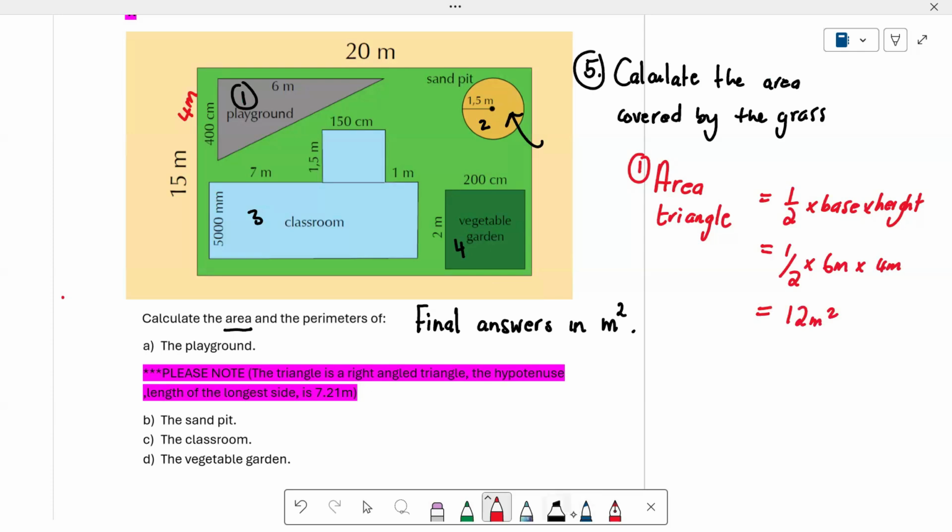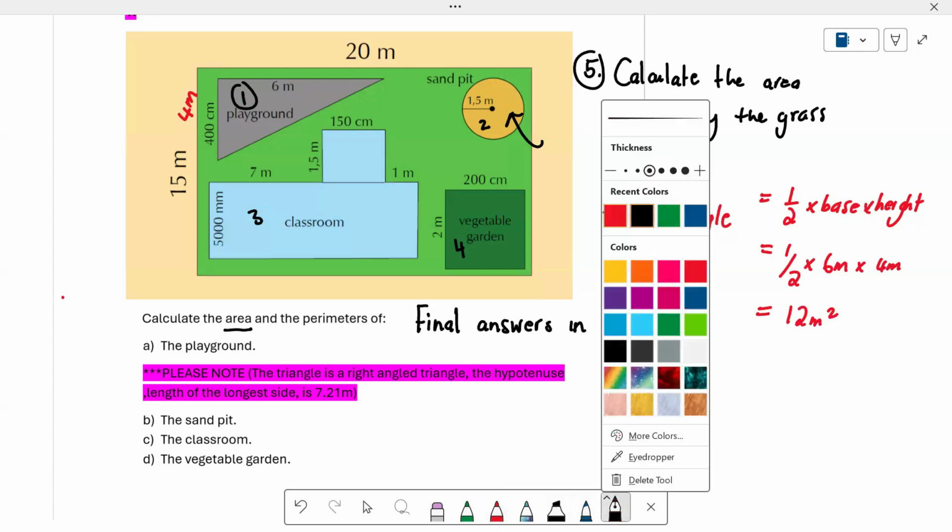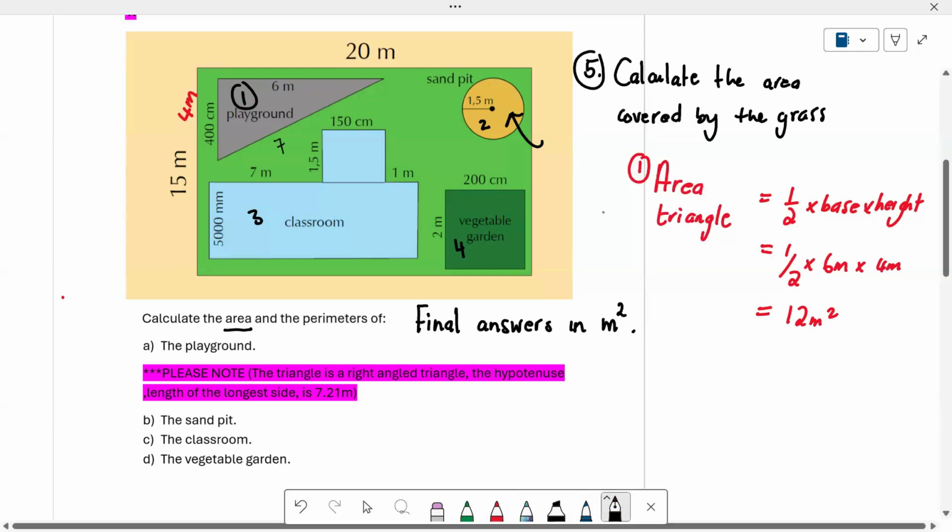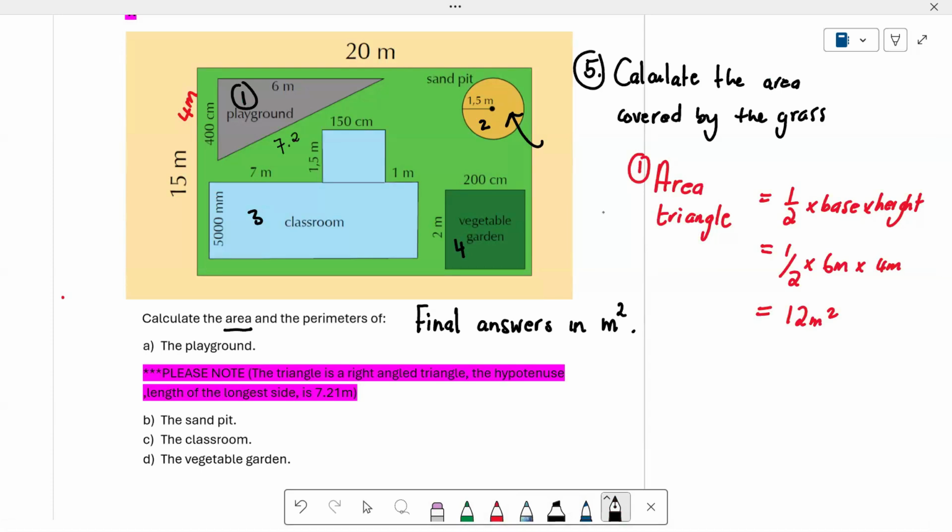Remember? Good. Well done. So remember, when it comes to the triangle, the tip that I also gave you guys last week, even if they give you a triangle and they also give you this, which is called the hypotenuse in this case, maybe this was 7.21 meters, right? For you to get the base and the height, what did I say? They must make what? The base and the height? A T, right? So the base and the height, they must make a T.